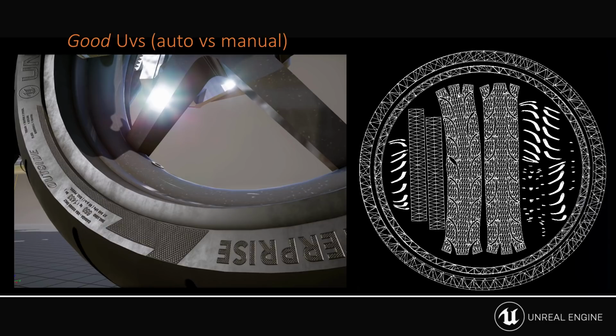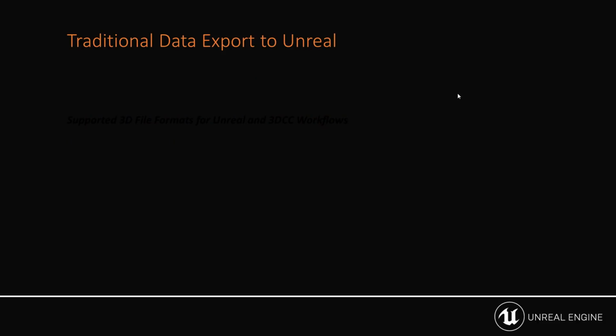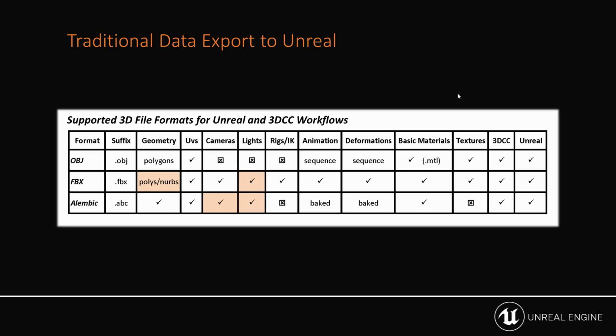So, traditional data export to Unreal. This is a nice little chart that I've put together here just to look at supported 3D file formats for Unreal and 3D content creation workflows. So typically you'll see things like OBJ. Now OBJ has been around a long time. It simply stores polygons and also UVs, but that's about it.